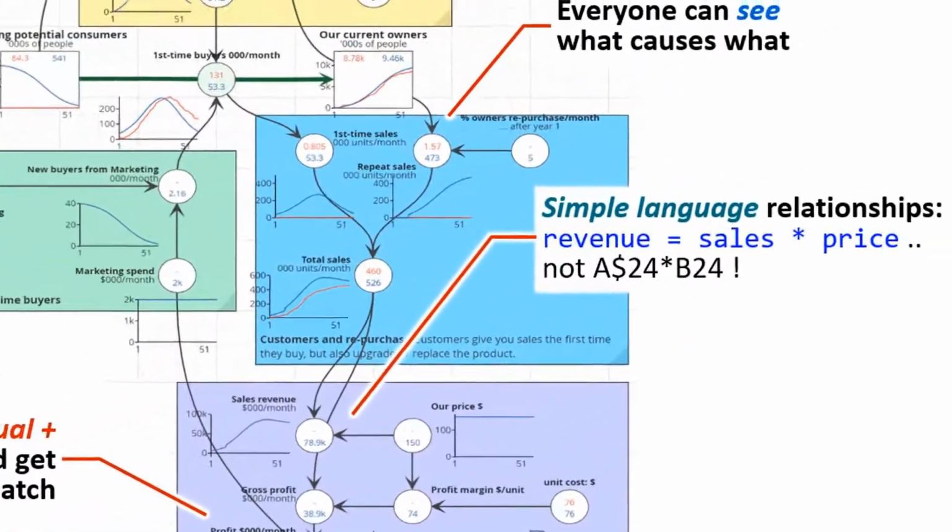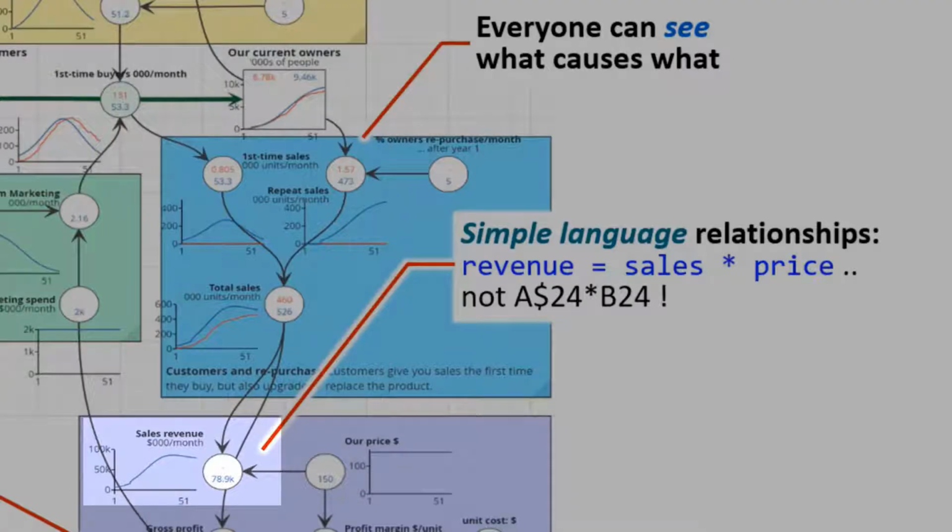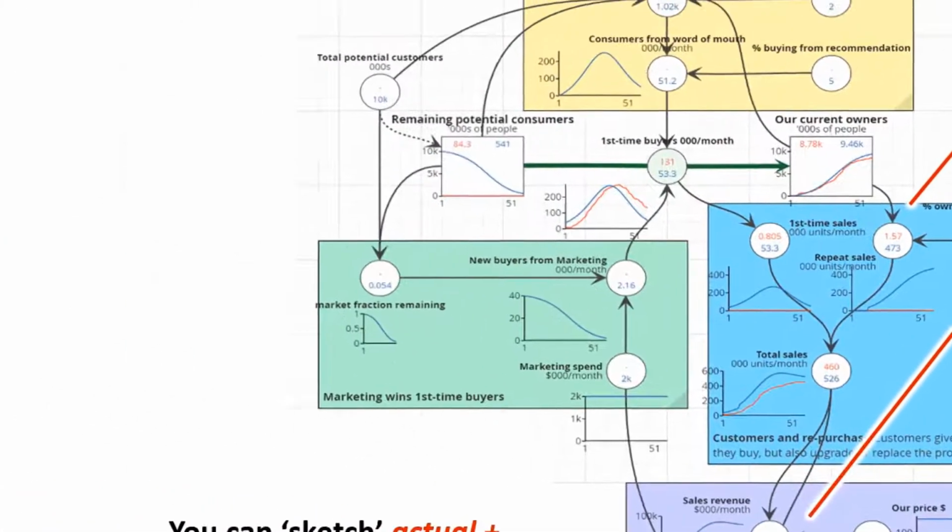And inside each of those items, there's a very simple language formula. The actual formula is what I've shown there. It's revenue equals sales multiplied by price. It's not something obscure like $24 multiplied by $24. So it's really easy to see what the relationships are that you have created inside the formulas in these models.